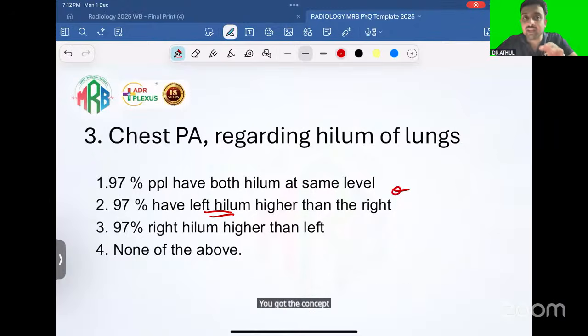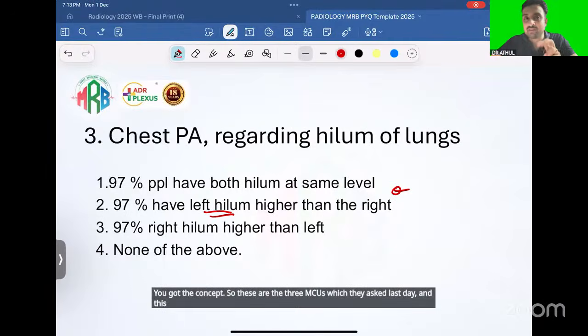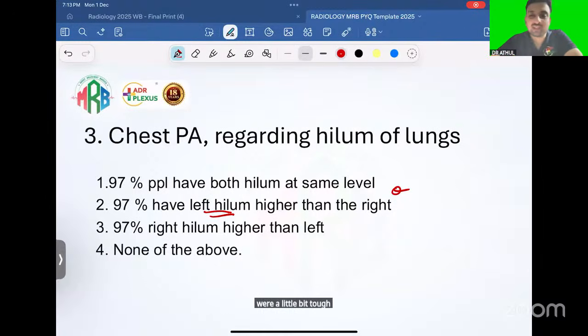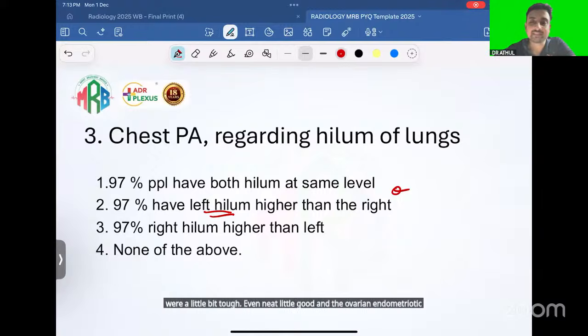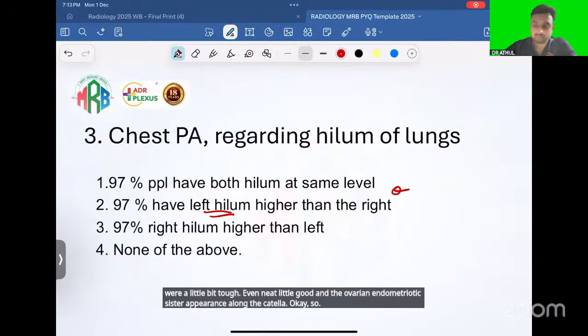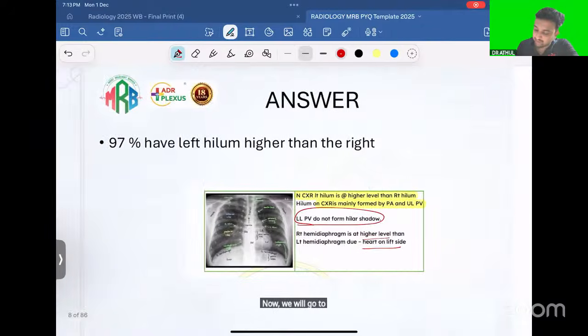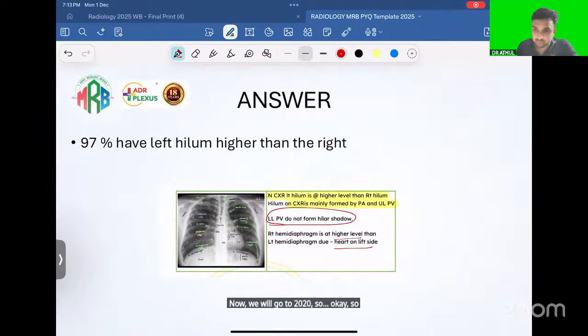So these are the three MCQs which they asked last time. This one was relatively easy, but the first two questions were a little bit tough. Even in NEET, I have not seen them ask about the ovarian endometriotic cyst appearance. Okay, so now we will go to 2020. So yeah, I will show you the image also.